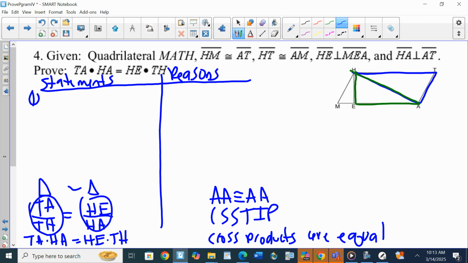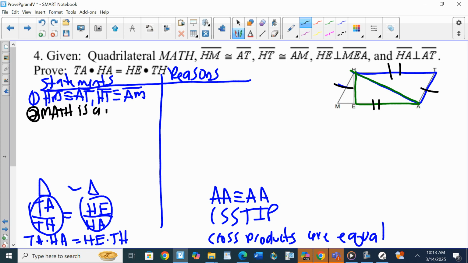So, it's pretty in your face here. HM is congruent to AT. HT is congruent to AM. HM, AT, HT, AM. Do I have one of my 4 pictures? Yup. I can state that HMAT is a parallelogram.